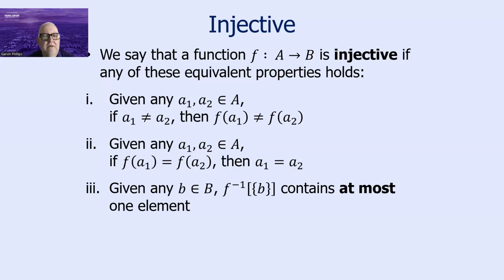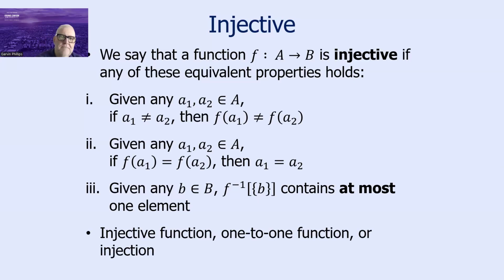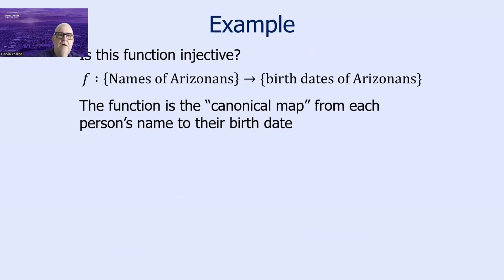Given any element in B such that F inverse of B contains at most one element, meaning there's only one output that matches each input, well, then you get injectivity. Injective is also called one-to-one, a one-to-one function or injection. And we're going to do the same. Here's an example. So is this function injective?